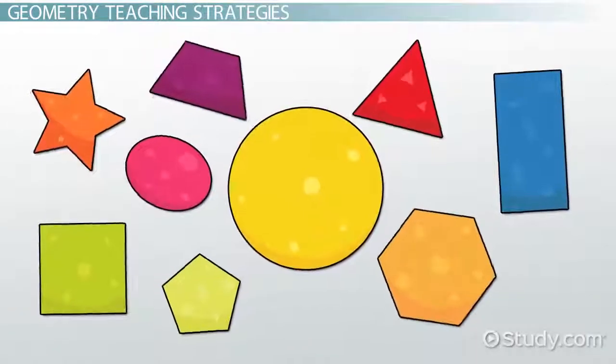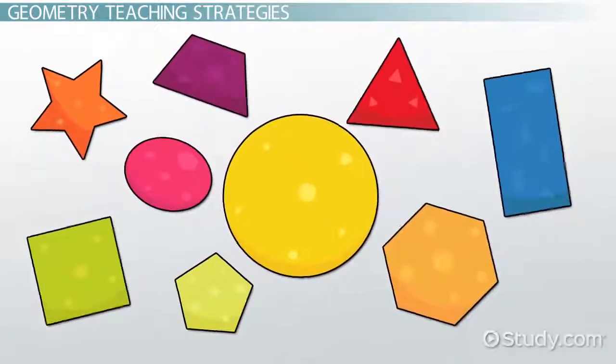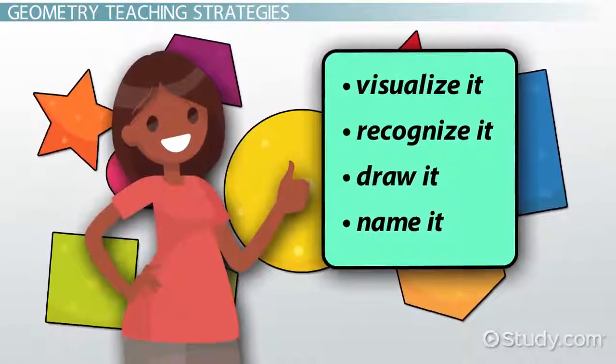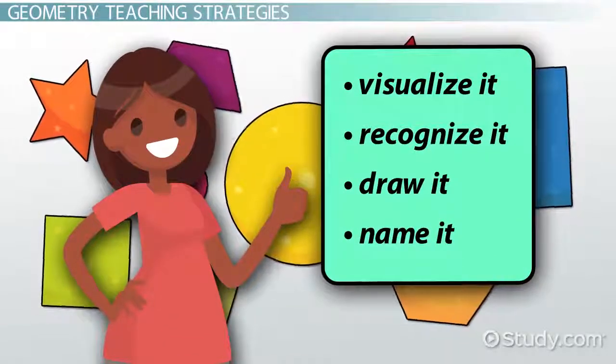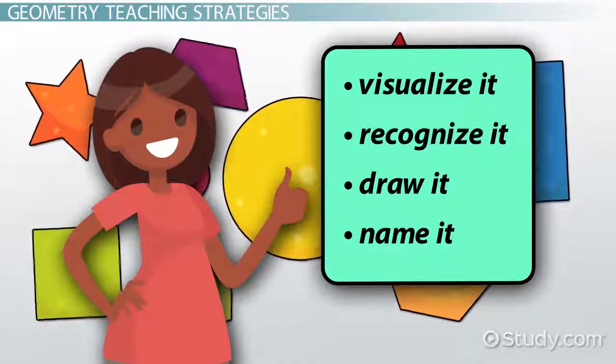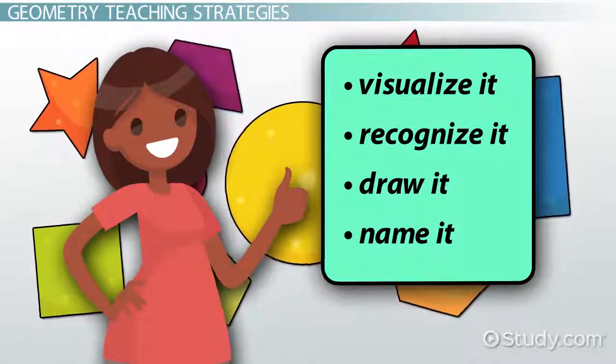At the basic level, your students need to know shapes at the visual level, which means they should be able to visualize a shape in their mind, recognize it when they see it, draw a reasonable representation, and know the name of the shape: circle, square, etc.